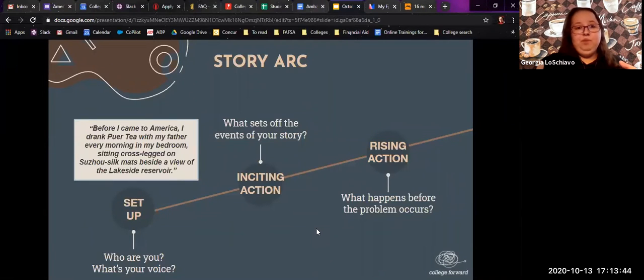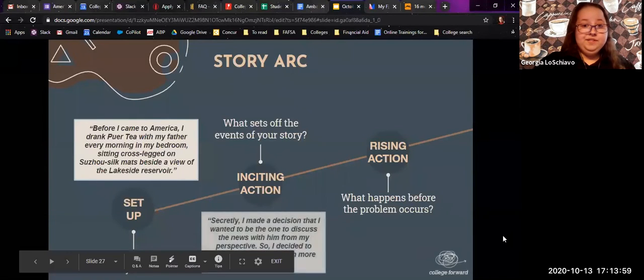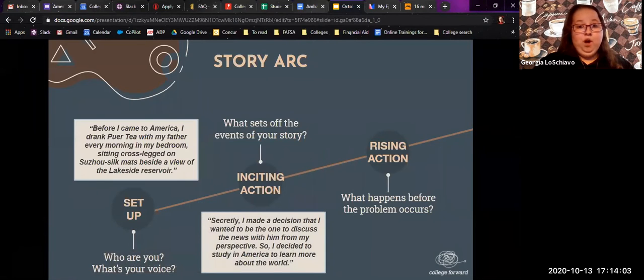So in our example essay, it talks about how the author sits with their father and discusses news events from around the world. But primarily it was their dad discussing it and them just listening. So in this sentence, they say, "Secretly, I made a decision that I wanted to be the one to discuss the news with him from my perspective. So I decided to study in America to learn more about the world."